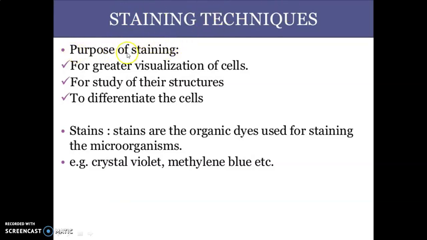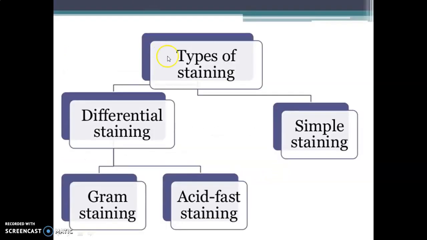The purpose of staining is for greater visualization of cells, for study of their structures, and to differentiate the cells. Stains are the organic dyes used for staining the microorganism, for example crystal violet, methylene blue, etc. Types of staining: there are two types, differential staining and simple staining. Differential staining again gets classified into two classes: gram staining and acid fast staining.